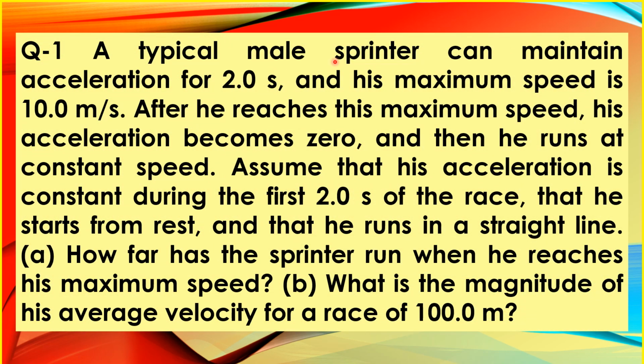Question number 1. A typical male sprinter can maintain acceleration for 2.0 seconds and his maximum speed is 10.0 meters per second. After he reaches this maximum speed, his acceleration becomes 0 and then he runs at constant speed. Assume that his acceleration is constant during the first 2.0 seconds of the race, that he starts from rest, and that he runs in a straight line.